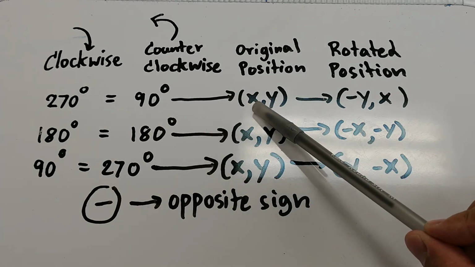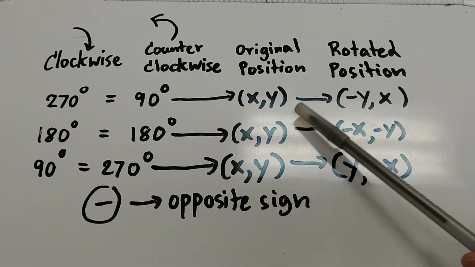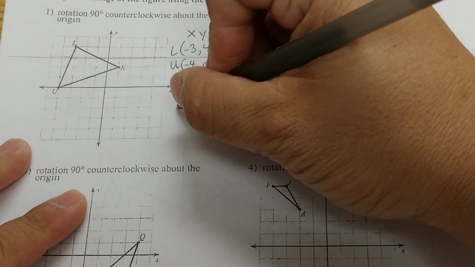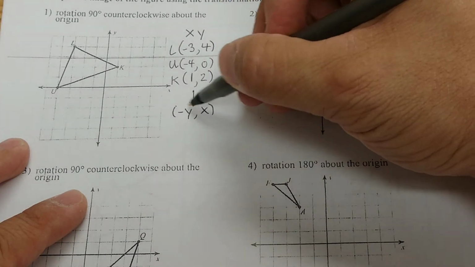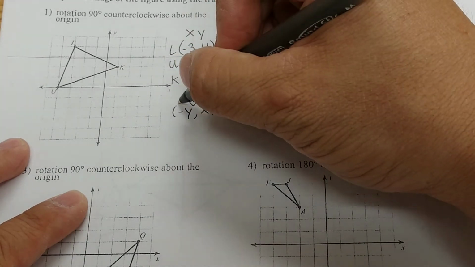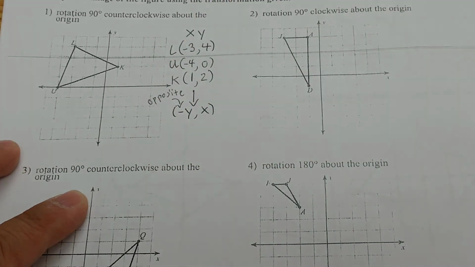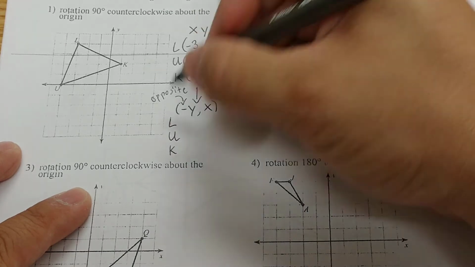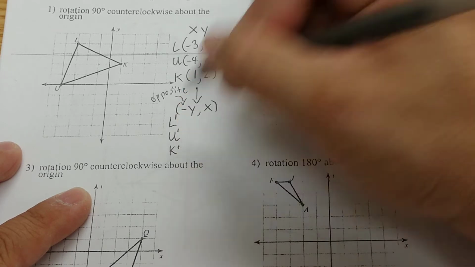And therefore, you're going to start at the original position. And for every ordered pair that you have, you're going to convert these ordered pairs to (-y, x). So go back to our worksheet. I'm going to have to do (-y, x). Now, as I mentioned before, -y here does not mean a negative number. It means opposite. So just make sure you remember that. With that being said, let's change our L, U, and K. Now, when you change it, make sure you put a dash on top. This is called L prime, U prime, and K prime.